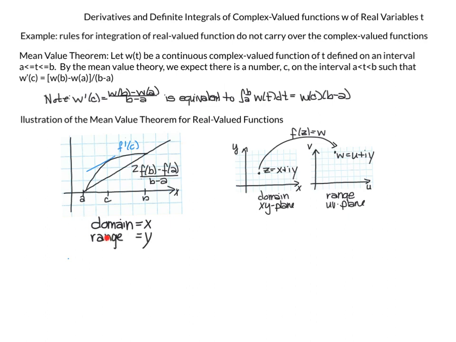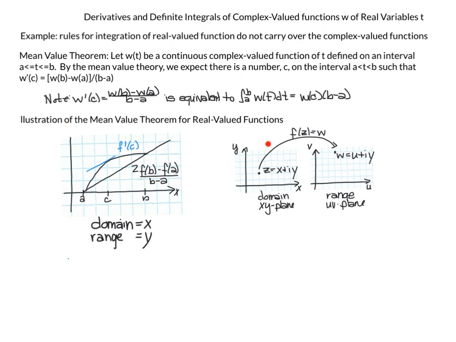I am going to show you what this mean value theorem looks like when we're dealing with real valued functions. The reason I'm not going to show it on a complex valued function is that I really can't graph it well. I can graph it for the real numbers because I only need one axis to represent a real number. If I want to represent the number 2, I only need to put that on the x-axis. I don't need two axes.